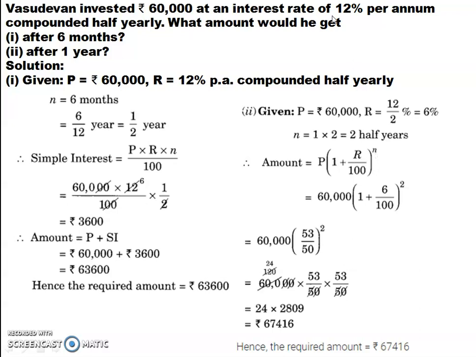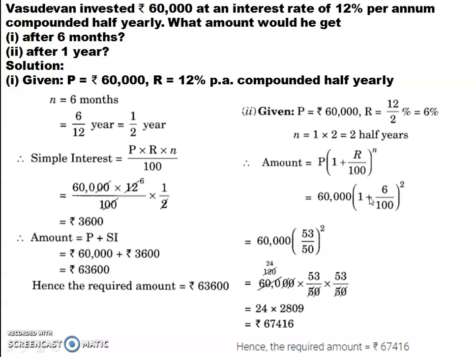R by 2. R was 12. 12 by 2, 6. 2N. Here N is 1 year, so 2 into 1, 2. Here also 6 by 100. Can I reduce it with 2? If I reduce 6 by 100 using 2, I will get 3 by 50.